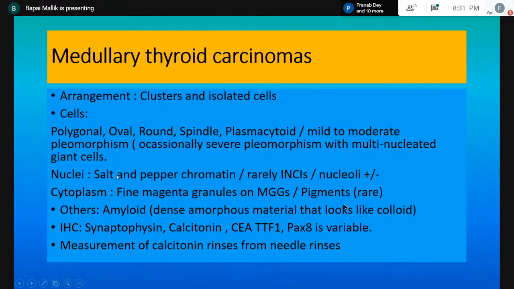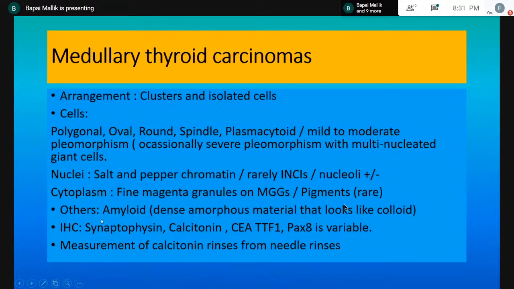The nuclei show a salt and pepper appearance, stippled chromatin. I'm going to show some pictures. They may rarely show intranuclear cytoplasmic inclusions according to literature, but I see it pretty often in medullary thyroid carcinoma which has been proven as medullary thyroid carcinoma. May show nucleoli. The cytoplasm on MGG can show fine magenta granules, very helpful. Rarely it can show pigments, and this is very important. Please remember that it can show pigment, especially a particular variant called the paraganglioma-like variant of medullary thyroid carcinoma.